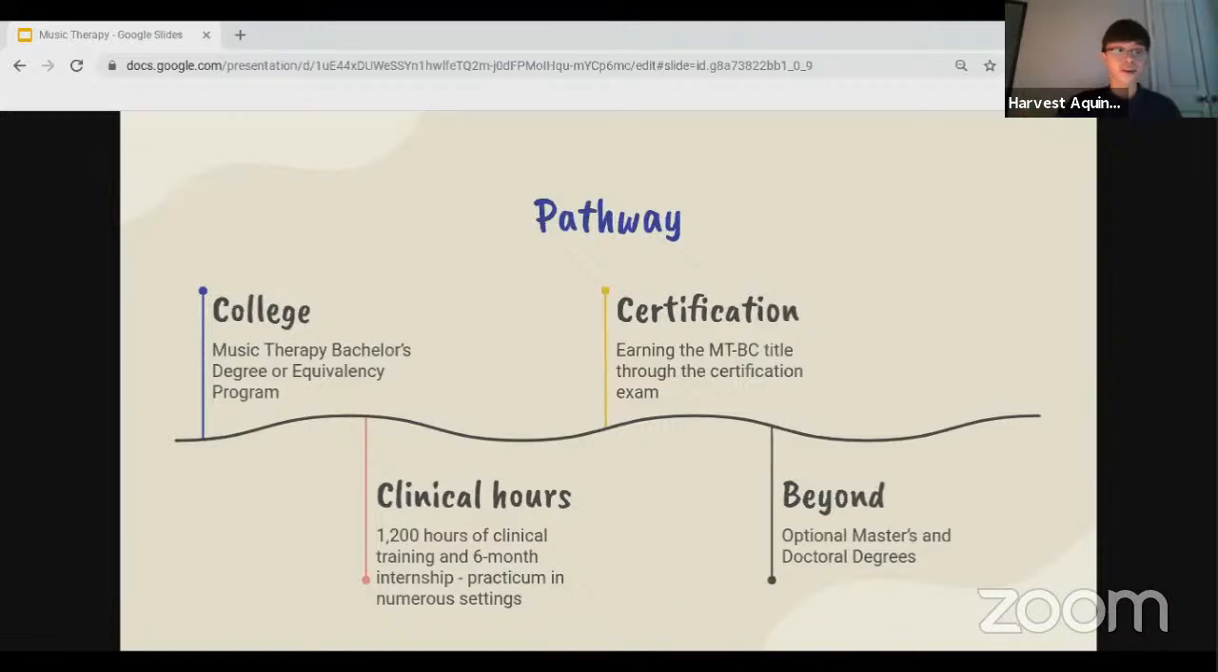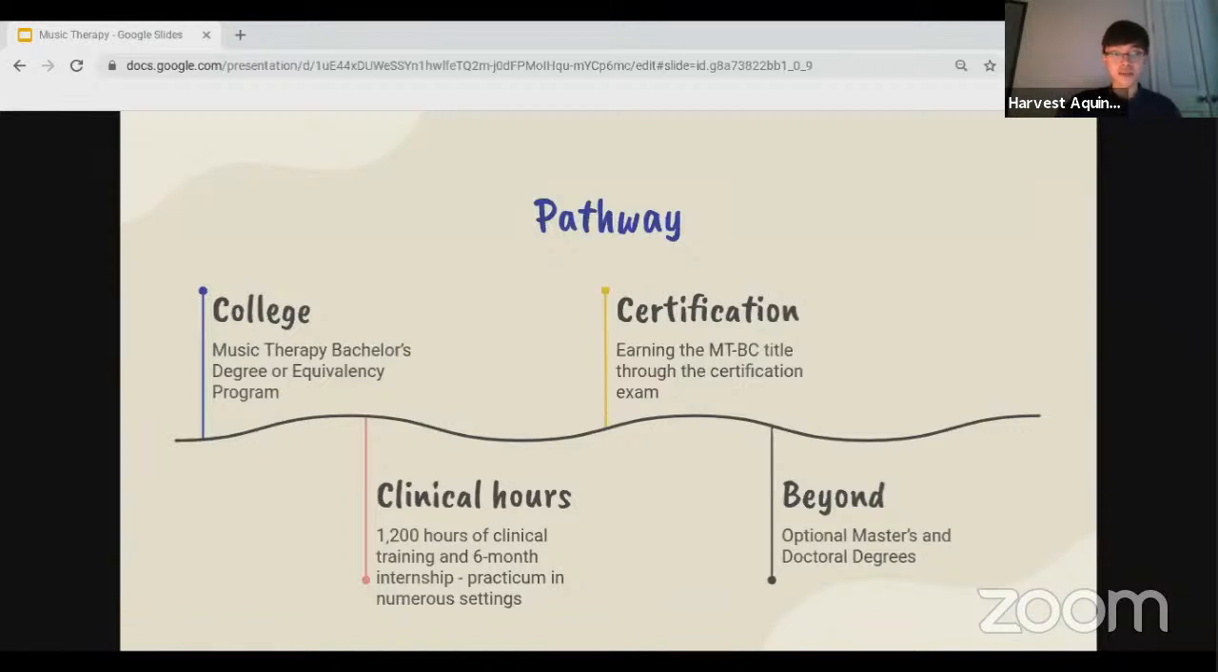However, there are alternatives to this. If you are enrolled in, say, a major in a related area like music, but not music therapy, or psychology, then you may be eligible for what's called an equivalency program. This does require some music therapy requirements to be fulfilled afterwards, but it does allow those who don't have music therapy majors offered at their school, or even those who have already finished their bachelor's in a related area, to pursue music therapy later on without that music therapy bachelor's degree.